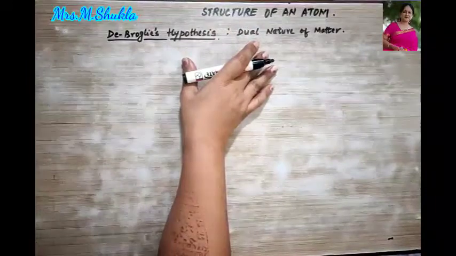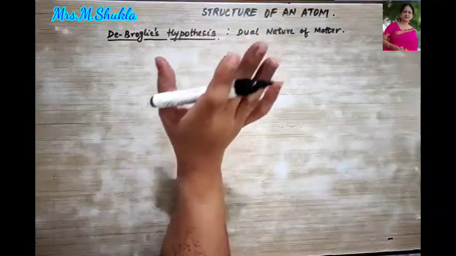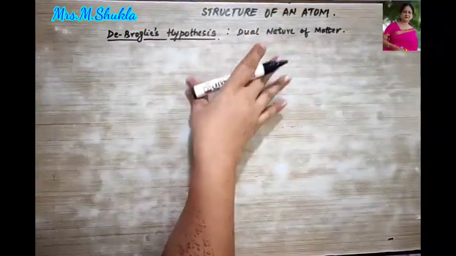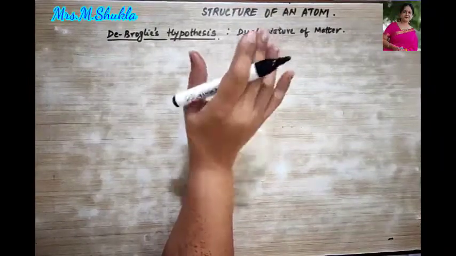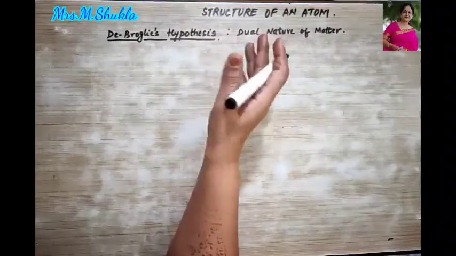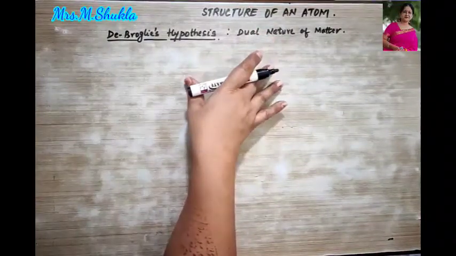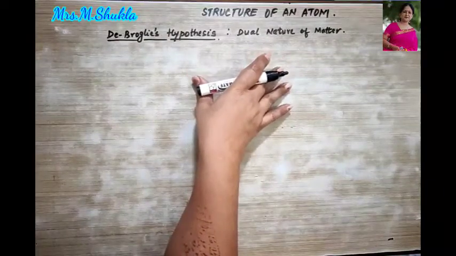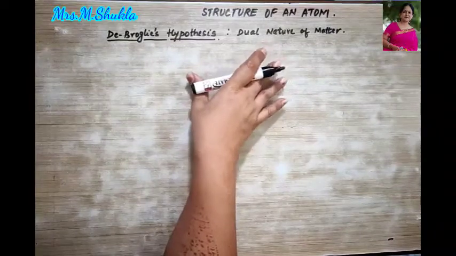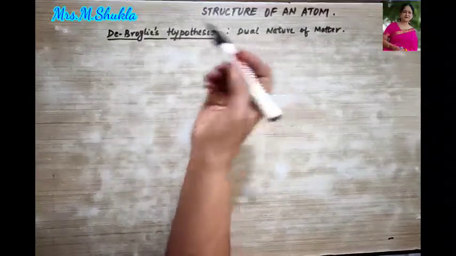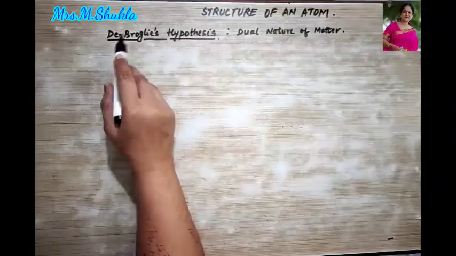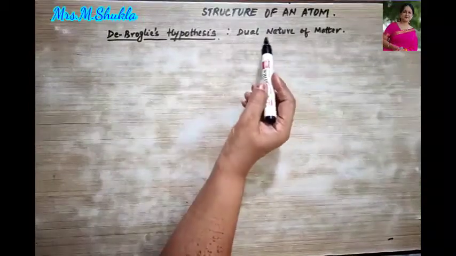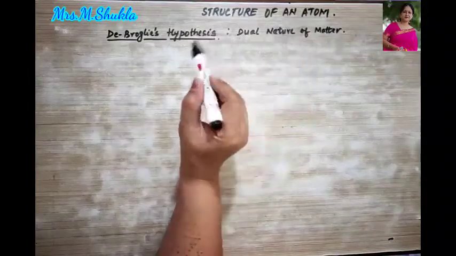So till yesterday we had discussed Bohr's model. Today we shall discuss why Bohr's model failed. Though we had studied his limitations, still today we are going to further discuss why his model had failed. To begin with, we will start with de Broglie's hypothesis, which explains the dual nature of the matter.